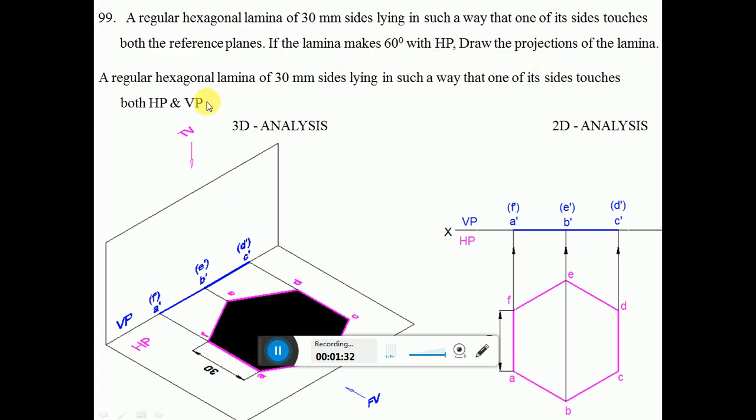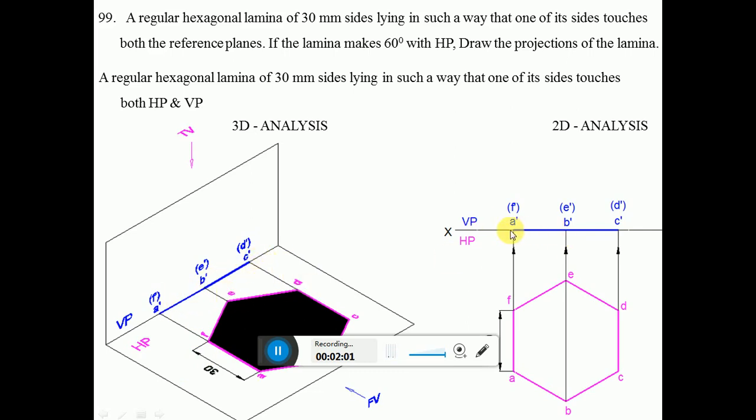So here the two sides perpendicular to VP are AF and CD. You can rest it either on AF or on CD. Here all the sides are parallel to HP. Since all the sides are parallel to HP, I am getting the true shape in HP. Since the surface is perpendicular to VP, you are getting a line in VP. So this is the 3D analysis.